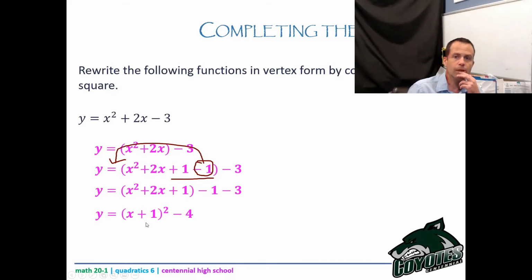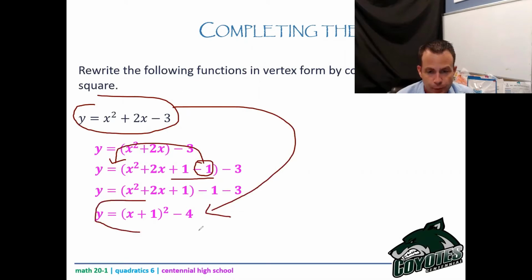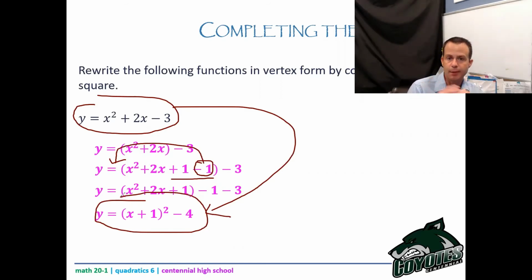There is absolutely no difference between this equation and this equation. They represent the exact same quadratic parabola. It's not a line, but they represent the exact same equation. They're just in 2 different forms. The top one was standard form, the bottom one is vertex form.